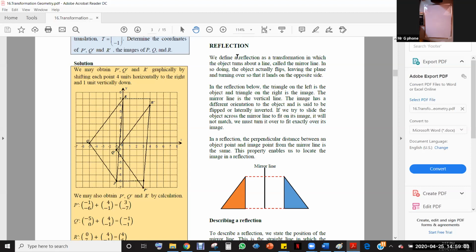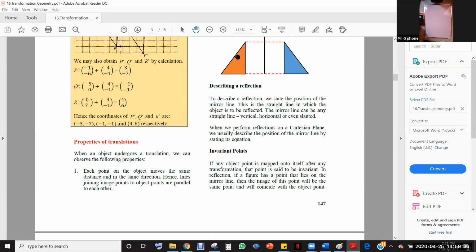The image has a different orientation to the object and is said to be flipped or laterally inverted. So if we try to slide the object across the mirror line to fit on its image, it will not match. That's what laterally inverted means. So if we were to slide the blue triangle across to the orange triangle, it will not match up because it's laterally inverted or flipped. Yes, people?